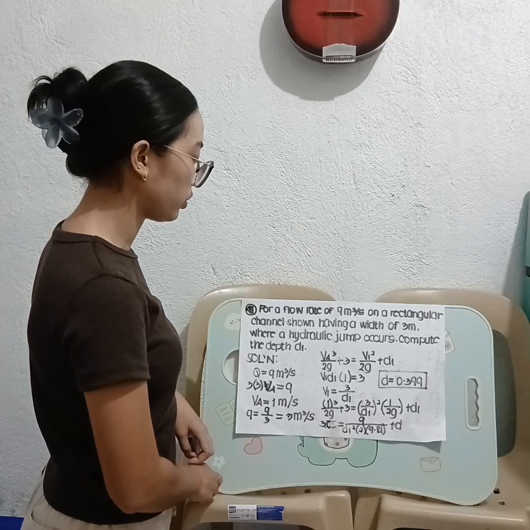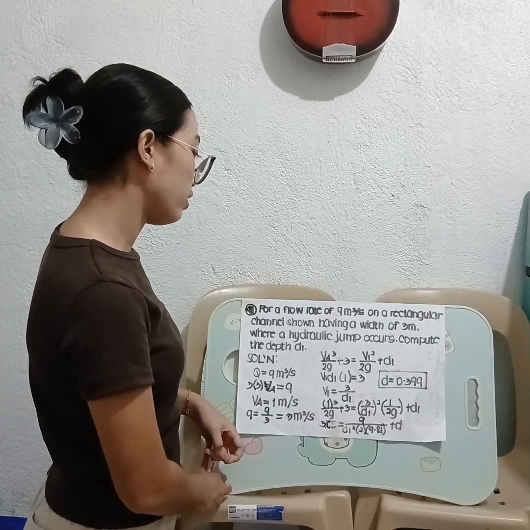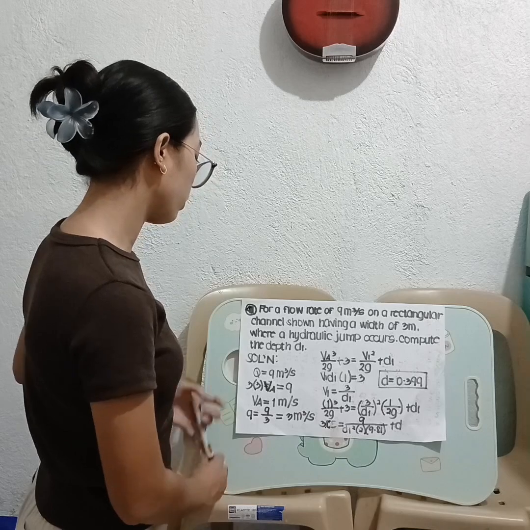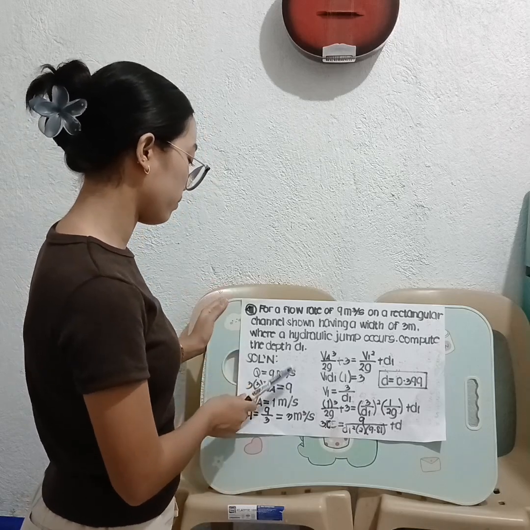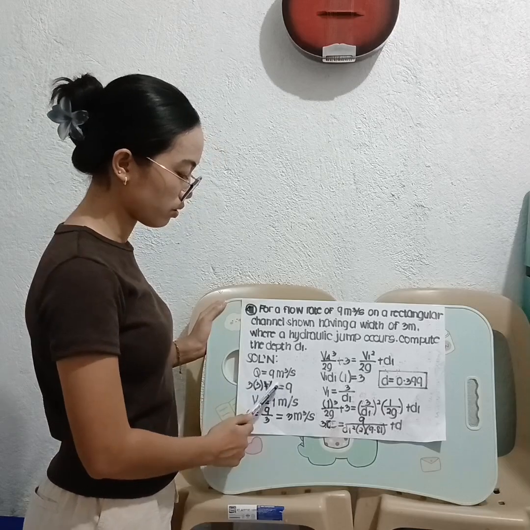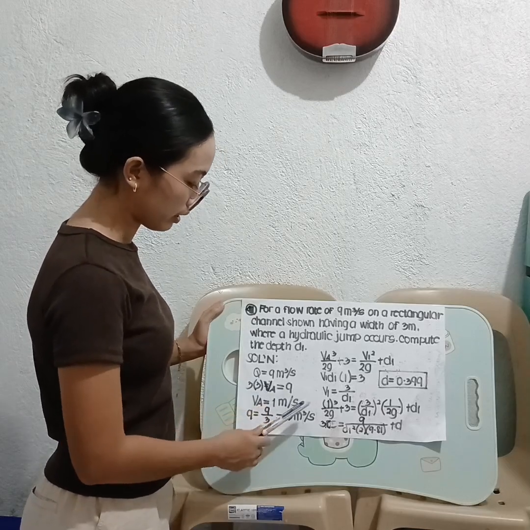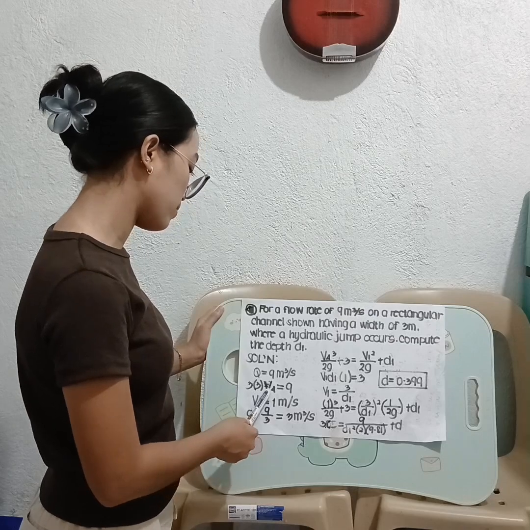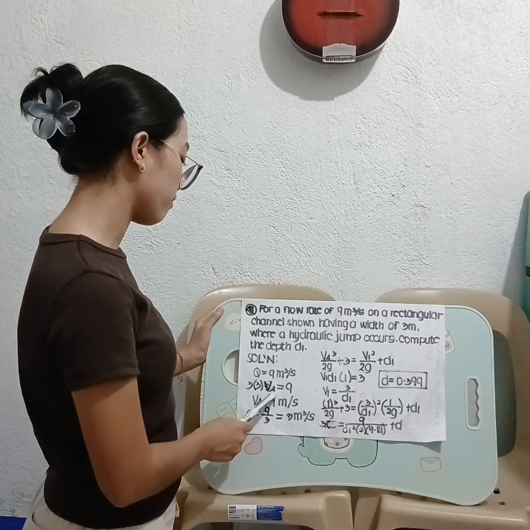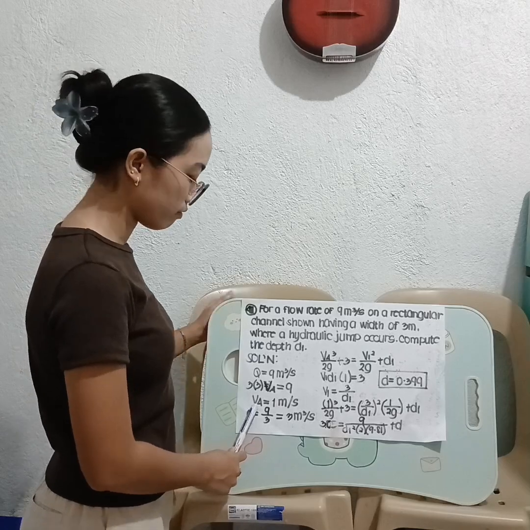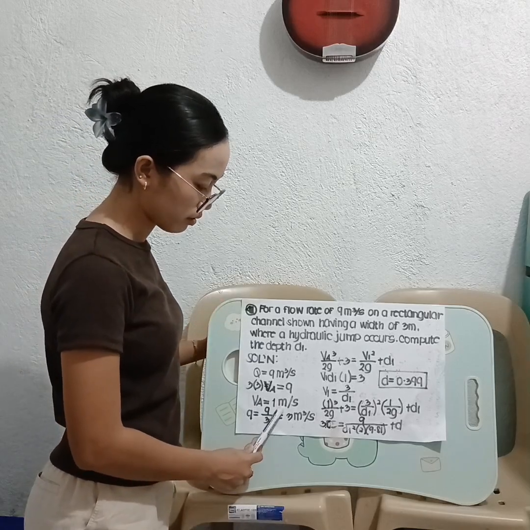So for problem 41, we have a flow rate of 9 cubic meters per second in a rectangular channel having a width of 3 meters where a hydraulic jump occurs. Compute the depth D1. We have our Q equal to 9 cubic meters per second. We have this formula, then substitute the given, 3 times 3 times V equals 9. We have our value of V equal to 1 meter per second.